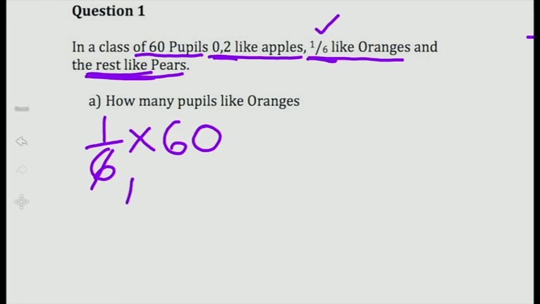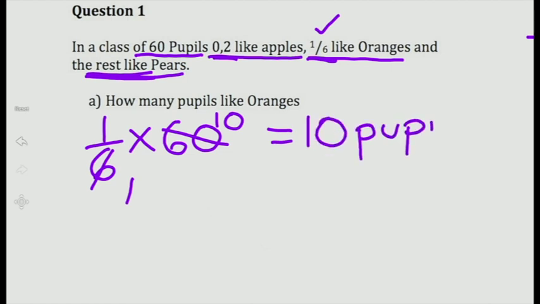How many 6s here? 1. How many 6s here? 10. So 10 times 1, that is 10 pupils. Please put the number of pupils. This is a problem-solving question. So make sure that you put your number of pupils. Right. Let's go to the next question.